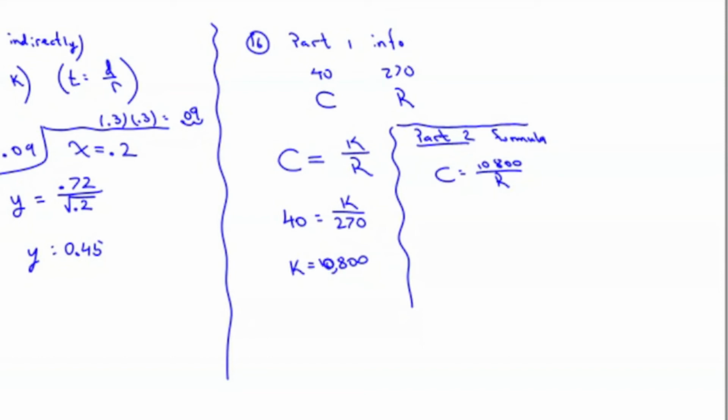All right, part 2 tells you what though? Find the current when the resistance is 100 ohms. So in this case, R is equal to 100. So we get C equals 10,800 divided by 100. So C equals 108 amperes.